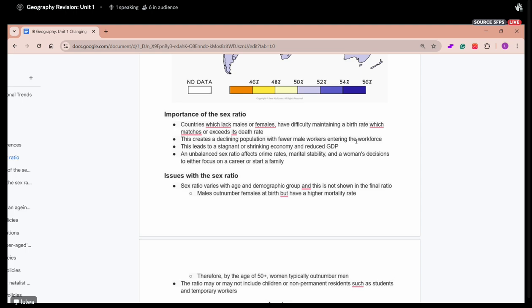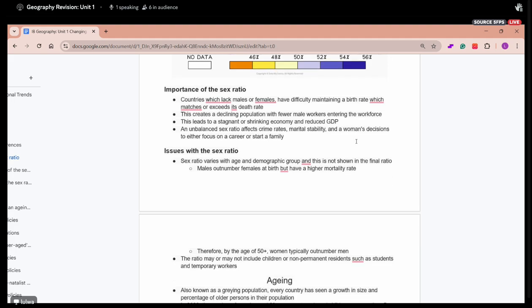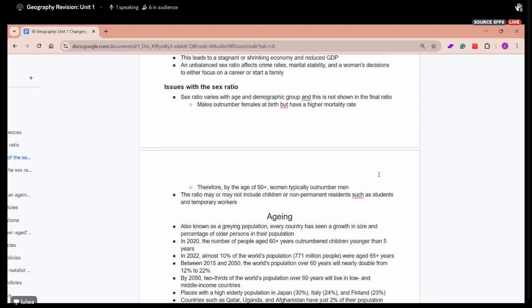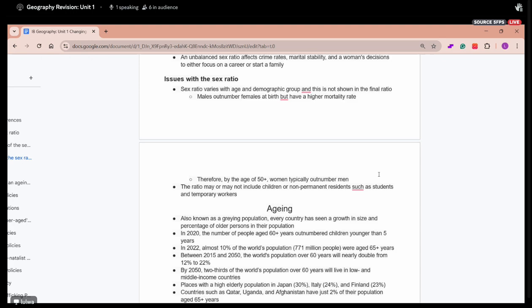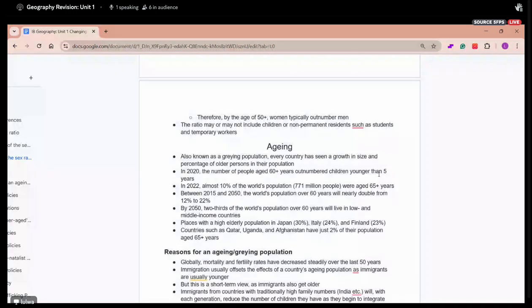Sex ratio varies with age. Men usually outnumber women at birth, but have a higher mortality rate. Therefore, by the age of 50 plus, women usually outnumber men. And so for aging, also known as the gray population, the over 60 plus, every country sees a growth in size and percentage of older people as they develop.